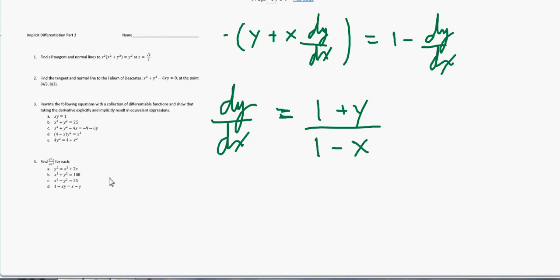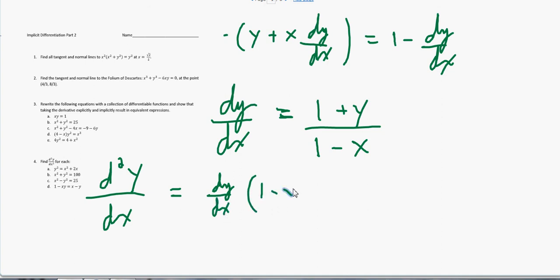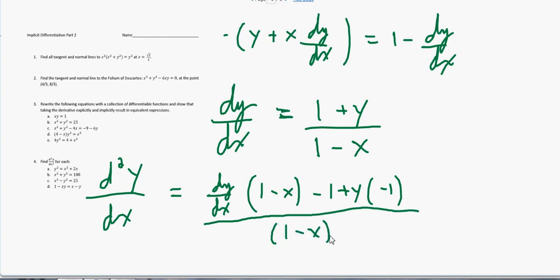Okay, second derivative. Just following some rules here. Derive the top, 1 plus y turns into dy dx, times the bottom, which is 1 minus x, minus the top, 1 plus y, times derive the bottom, negative 1. All of that is over the bottom squared, 1 minus x squared, which is equal to, dy dx is 1 plus y over 1 minus x, times 1 minus x, and that's pretty nice because they're going to cancel out there.